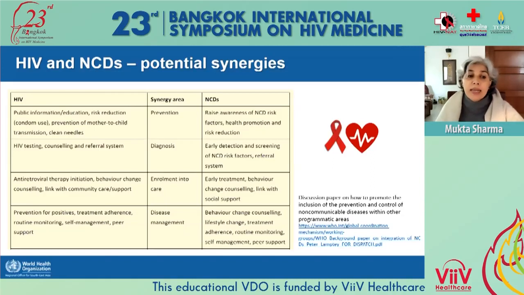Similarly, for testing and counseling and referral systems, contributing to diagnosis, in NCD areas, we could be talking about early detection and screening of NCD risk factors. For treatment, we could be talking about early treatment, behavior change counseling, and linking it to social support in the same way that we've pushed for early treatment for HIV, behavior change counseling, and link with community care and support. Community care and support is going to be a really, really important area for aging. And in HIV, we've done quite a lot of work to bring this together.